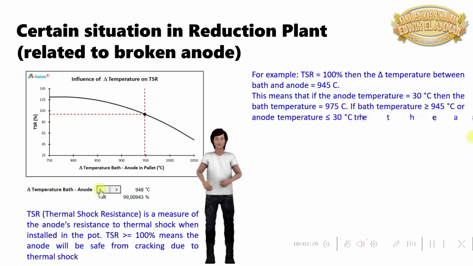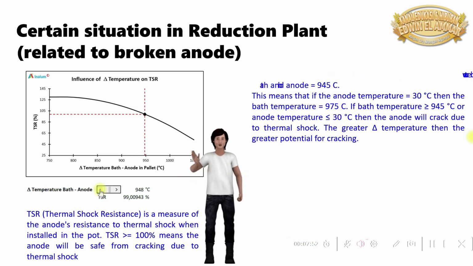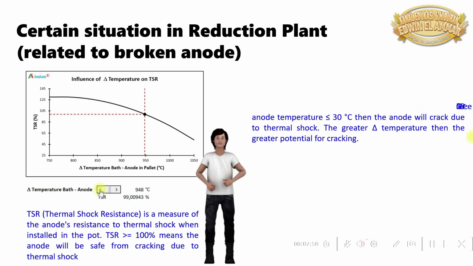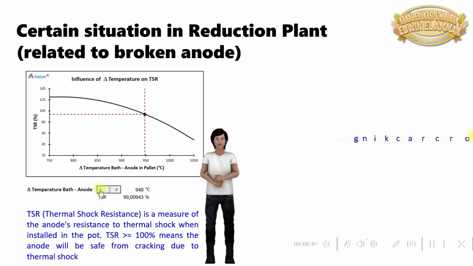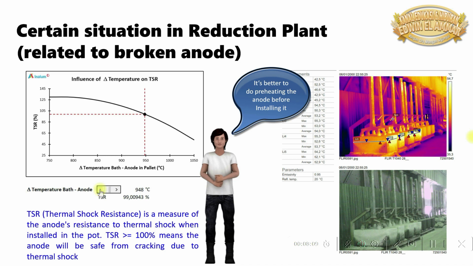This means that if the anode temperature equals 30 degrees Celsius, then the bath temperature equals 975 degrees Celsius. If the delta temperature is greater than or equal to 945 degrees Celsius, for example bath temperature greater or anode temperature less than or equal to 30 degrees Celsius, then the anode will crack due to thermal shock. The greater the delta temperature, the greater the potential for cracking. It's better to preheat the anode before installing it.